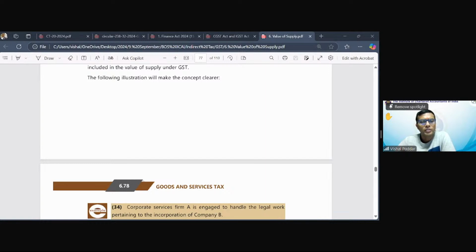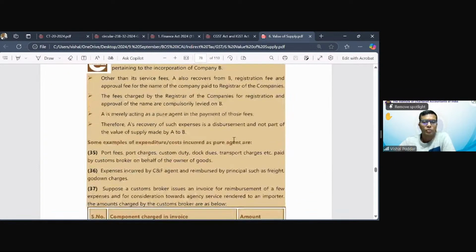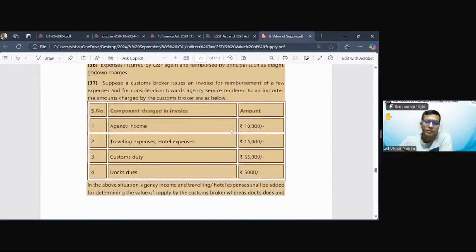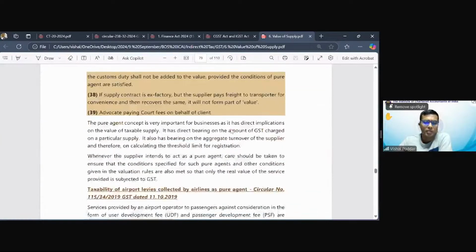Mansha is asking whether the pure agent needs to be registered. See, understand beta, Mansha, I am firstly a supplier. Pure agent is only a term which is used. Now, when I am a supplier, I am already charging for my services, which is anyways a taxable supply. So it is assumed that what I am charging to you is already taxable, for which GST is there. That is why we are discussing the pure agent part.